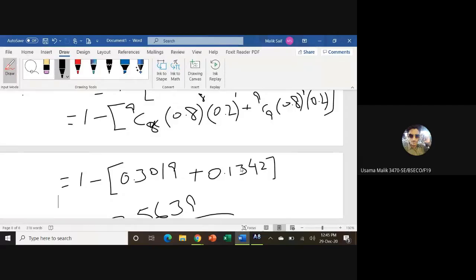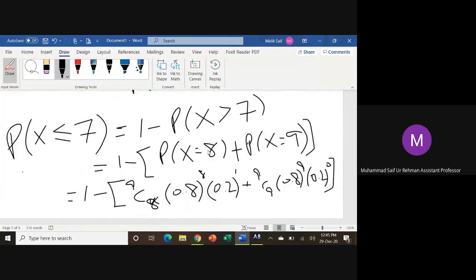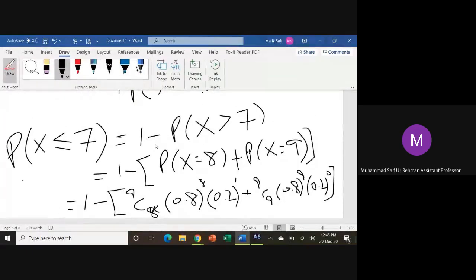If you don't subtract from 1, you get the answer 0.4361. So basically it's upon you. You can take this strategy because only two terms are involved in this case.